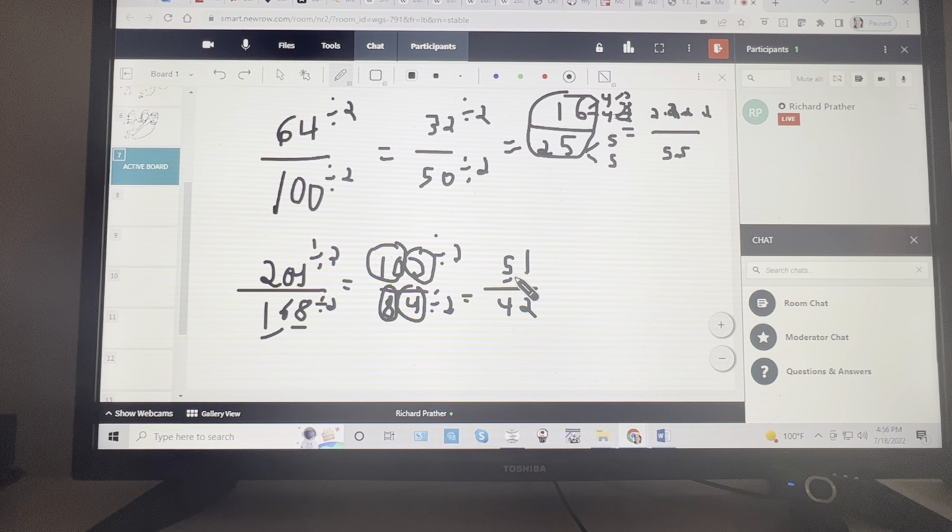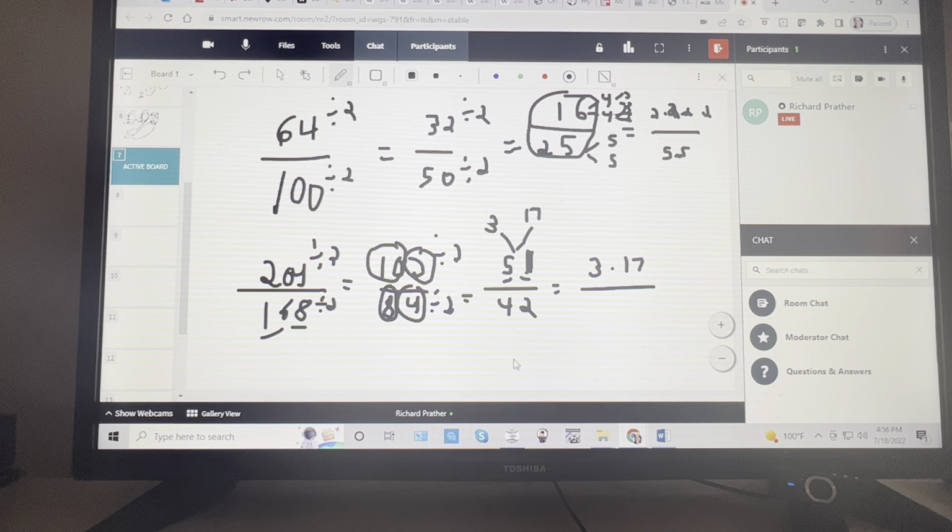51, 5 plus 1 is 6, so that means that's divisible by 3. And it goes in there, 3 times 20 is 60. 3 times 15 is 45. This is actually 17. Because 3 times 7, 21. Carry the 2. 3 plus 2 is 5. Those are both prime numbers, so that's as far as that one goes. If the bottom does not have a 3 or a 17, then that means this fraction doesn't reduce.